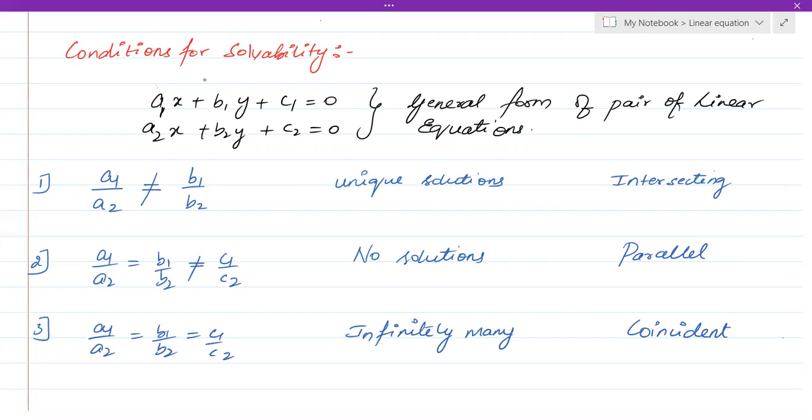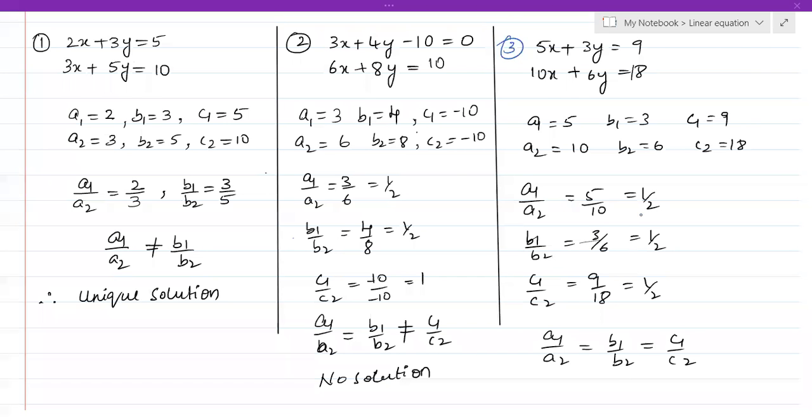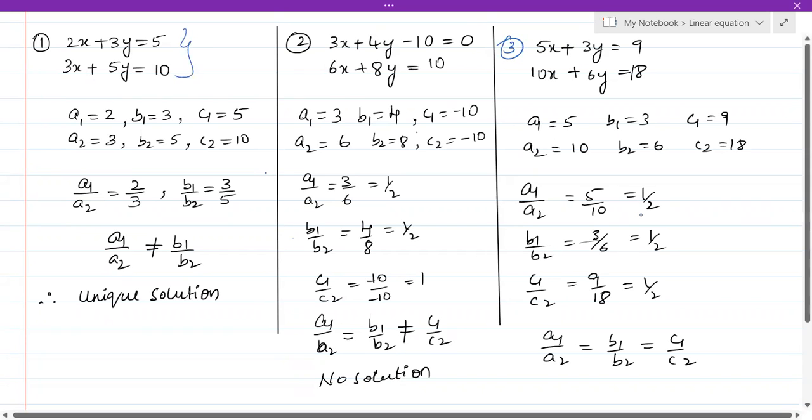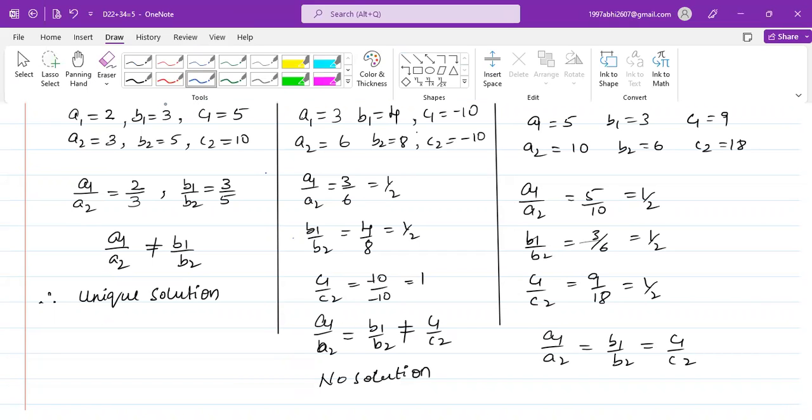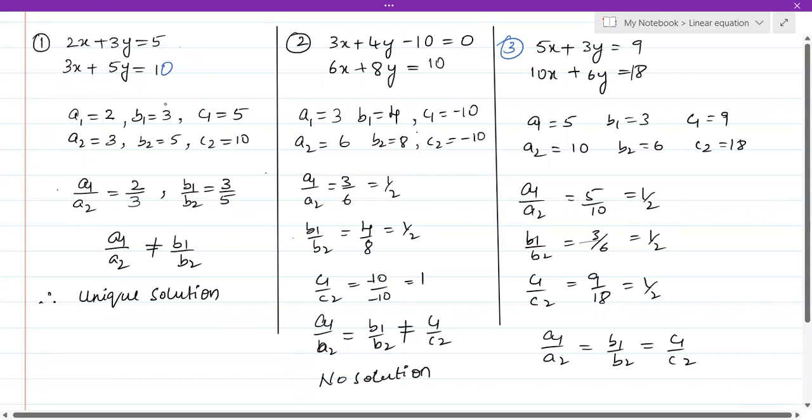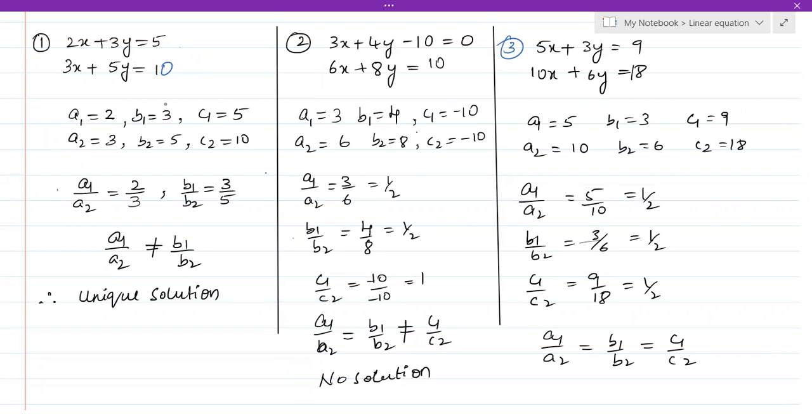Okay, let's do some problems on this to understand better. As you can see, I've taken three different problems. Let's look into the first problem. They have given us a pair of linear equations. Here we have to find what type of solution we get. Now the first step is to find a1, b1, c1, a2, b2, c2.